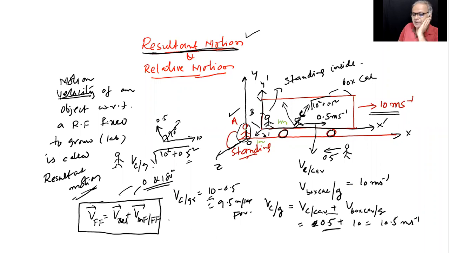Remember, there are no tricks. People make it look like tricks. The tricks are there already in physics. The trick is this. What is the trick? V FF equals V relative plus V moving frame, this one. This trick applies to many problems. Isn't that a trick?